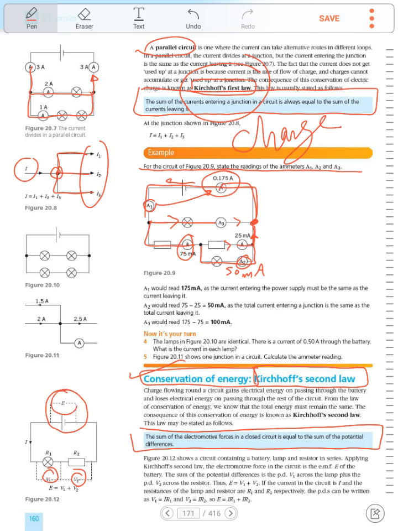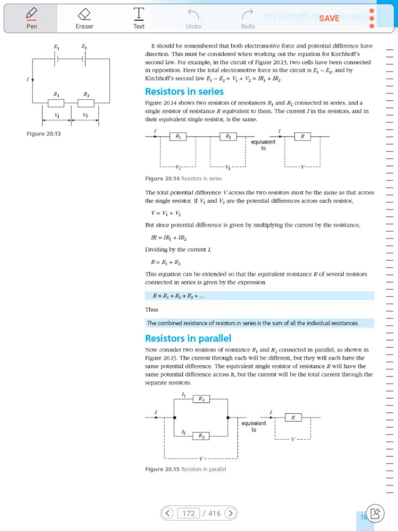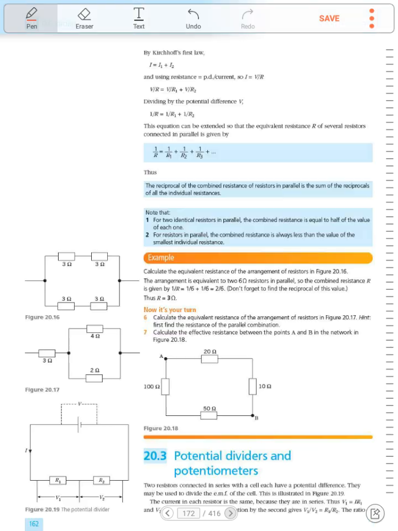This means that this voltage equals V1 plus V2. This is Kirchhoff's second law. Here we have 2 batteries, so E1 plus E2 equals V1 plus V2. And as we said, in parallel, we can find the total resistance by taking the reciprocal of the sum of the reciprocals of the resistors. We mentioned this before.